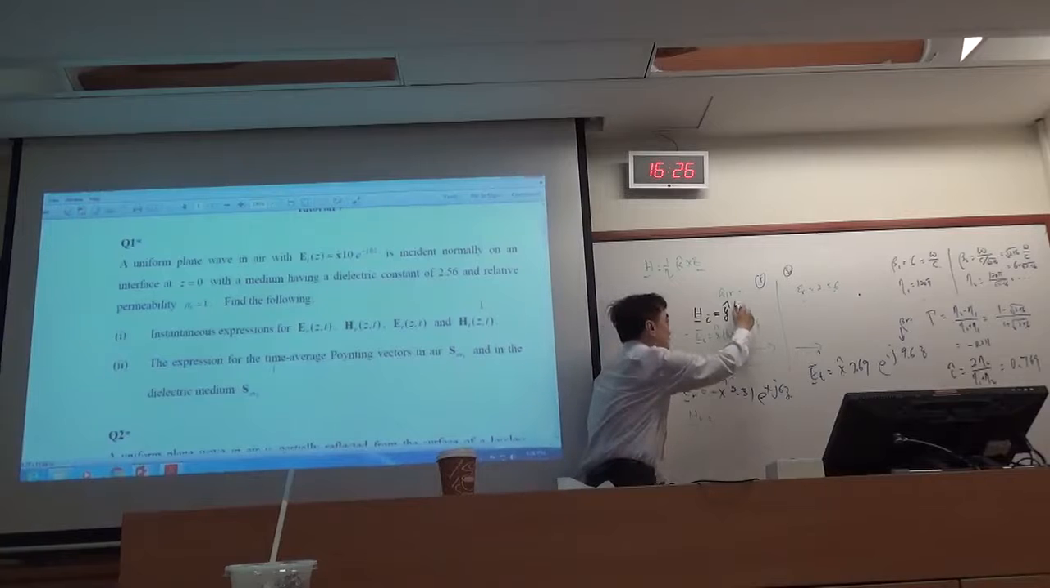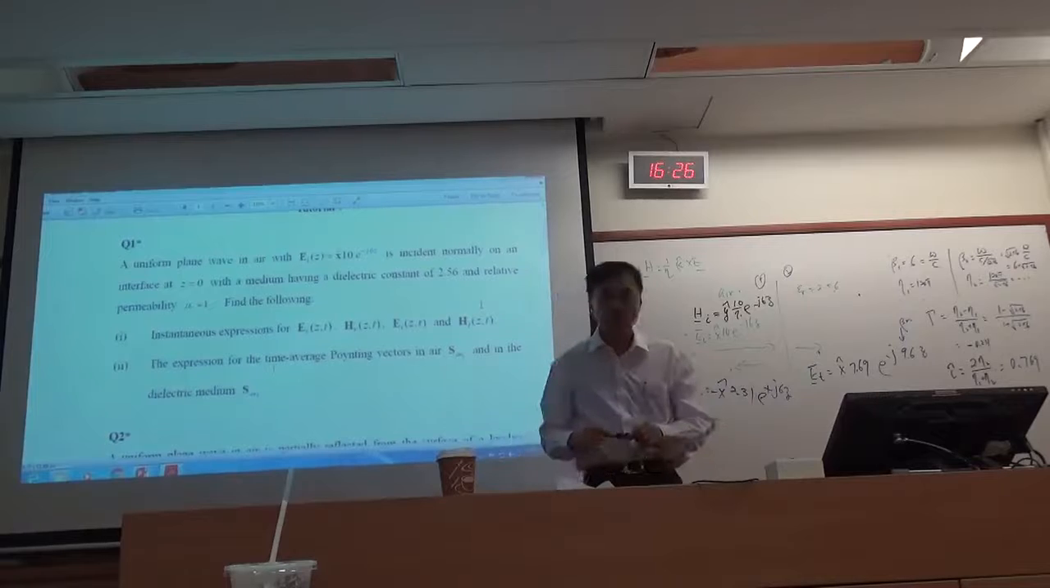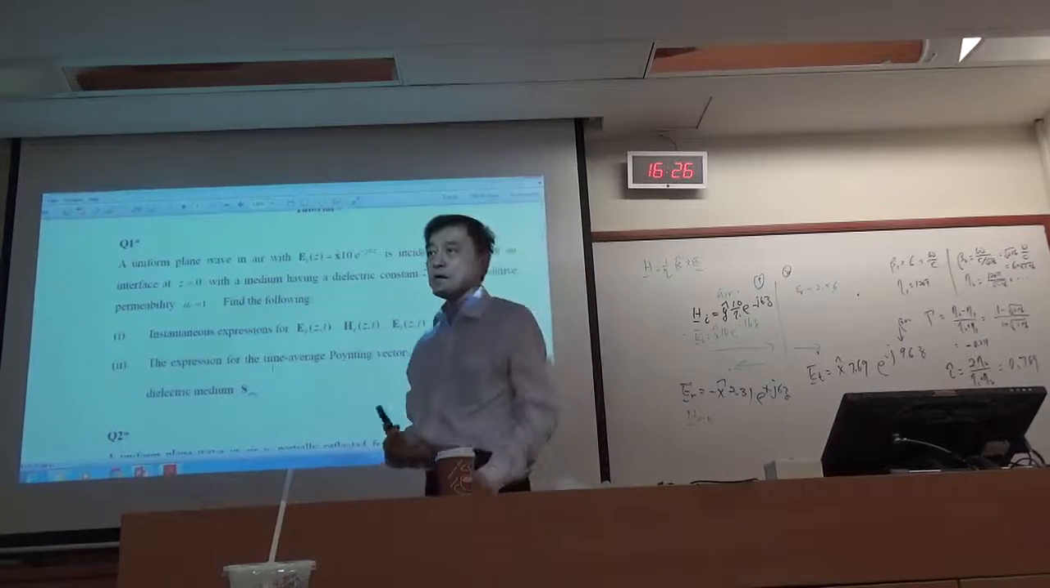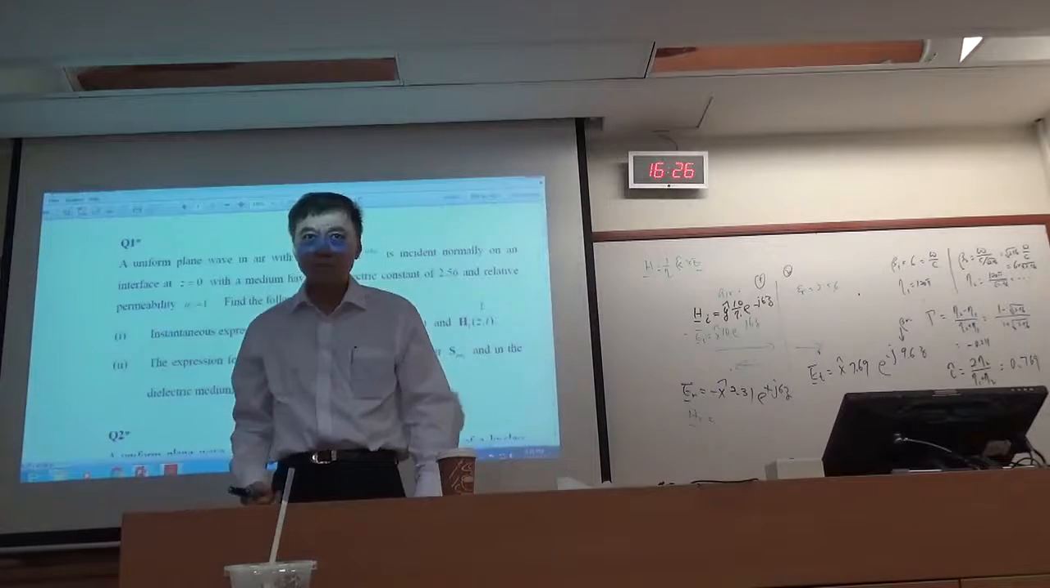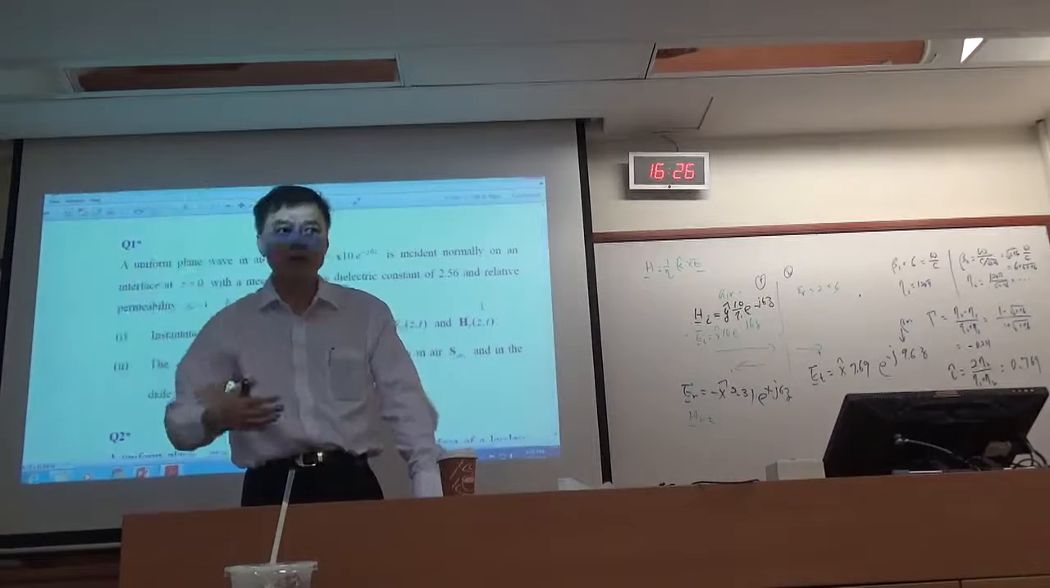Correct? This one must be Y, then zeta 1E minus J6Z. Okay? This one must be Y, because E cross H equal to K. X cross Y equal to K.